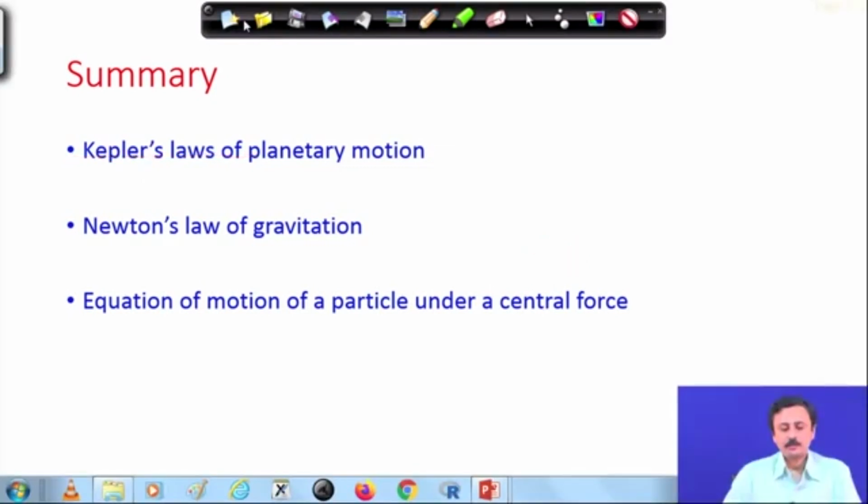So, to summarize, we started off by discussing Kepler's laws of planetary motion. Then we looked at Newton's law of gravitation and coupled it with Newton's second law, and found the governing differential equation, which we solved and found that the solutions are nothing but conic sections. We have looked at only the first example of a conic section, which is a circle, the simplest of them, where eccentricity is 0, and this is the first step in the study of central force motion. So, with that I will conclude this lecture.